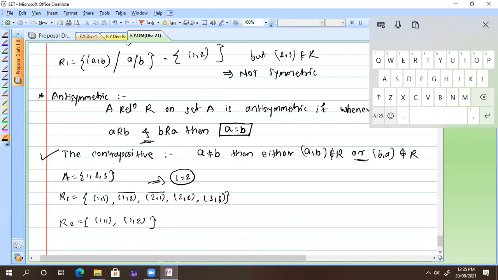What about R2? Whether it is antisymmetric or not? Yes, antisymmetric. How? Because both the statements are satisfied here. Which both statements? Sir, it's not antisymmetric because (1, 1)'s value is getting satisfied, but (1, 2)'s value is not getting satisfied. How can you tell me (1, 2) is not satisfied?